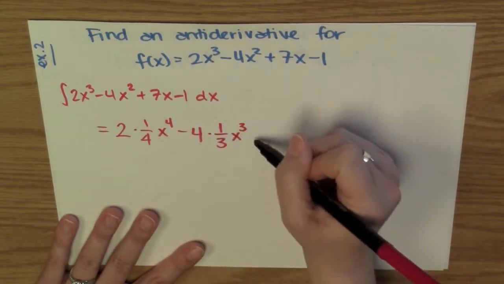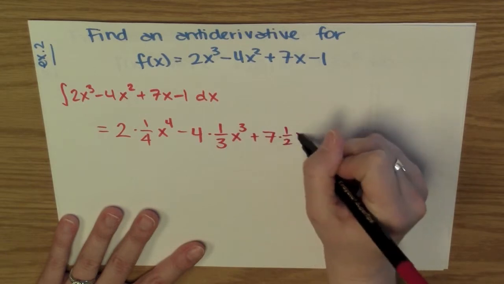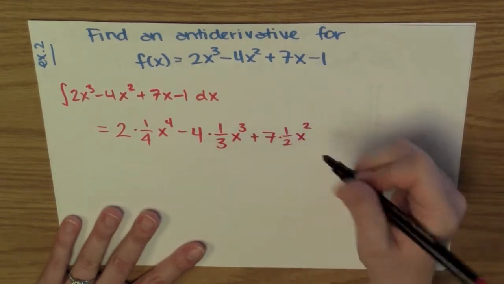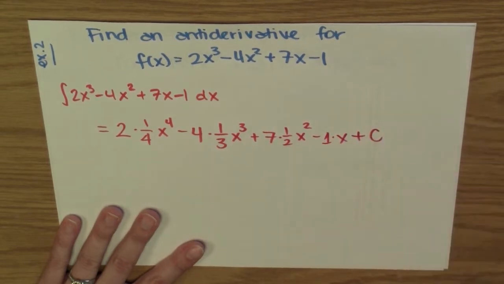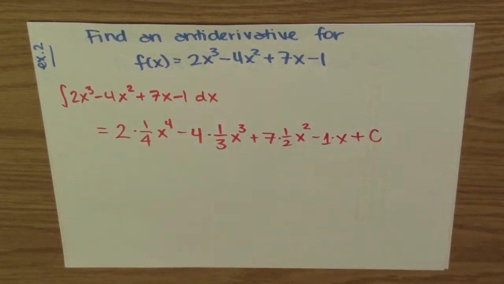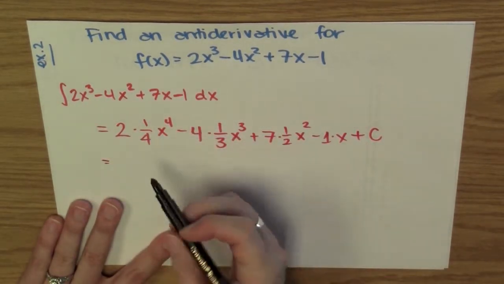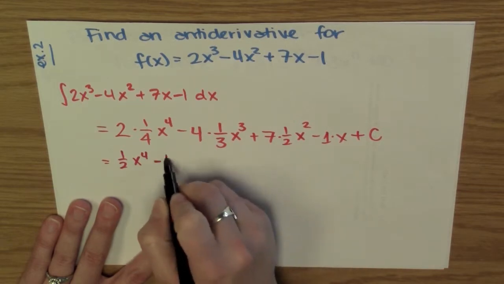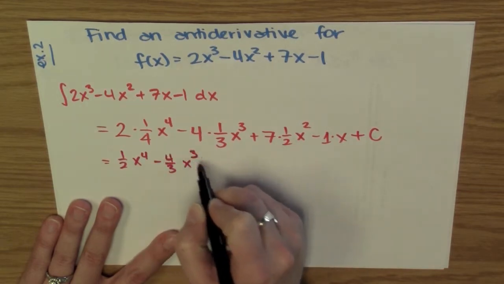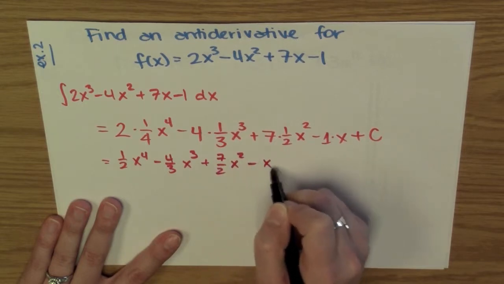The antiderivative of 7x is 7 times 1/2 x squared, and then the antiderivative of 1 is minus 1 times x, and as always, we have our ultra important plus a constant. So I could clean this up a little bit. 2 times 1/4 is 1/2 x to the 4th power minus 4/3 x cubed plus 7/2 x squared minus x plus our constant.